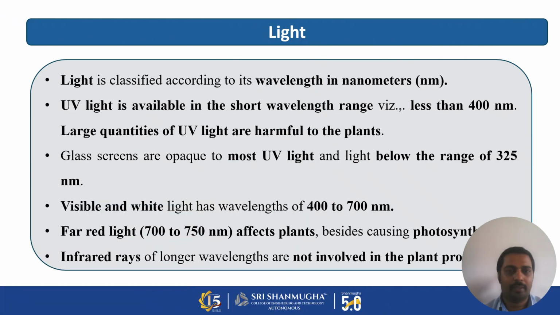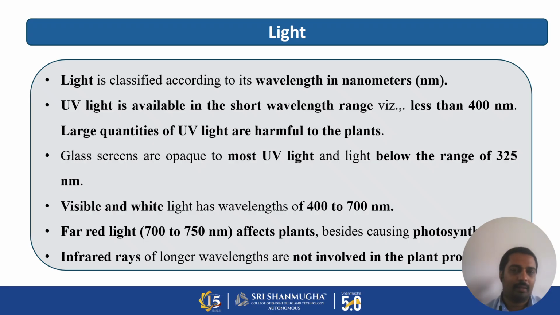Okay, the next one is light. Light is measured by wavelength in nanometers, nm. It is available in the short wavelength range, less than 400 nm. Large quantities of UV light are harmful to the plants. Less than 400 is enough, useful and effective for plants. Most UV light below the range of 325 is good for plant health.